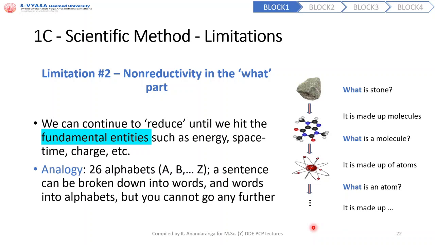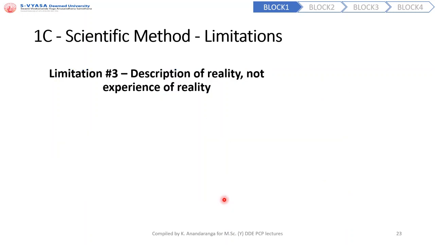energy, space-time, charge, etc. An analogy for this would be to look at our language, say the English language. It's made up of 26 alphabets. So if I read out a sentence, say the sentence up at the top, it is broken down into words: scientific, method, limitations. But when I look at each word, if I ask you what is limitations, it has some meaning. But if I say what is L, what is I, you cannot go any further than that. So you do hit a roadblock, and that is a fundamental entity. So when science takes up the reductivity approach, it reaches the point where you cannot reduce anymore. That is the non-reductivity.